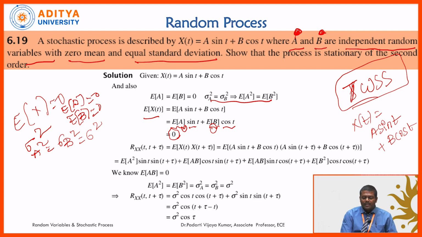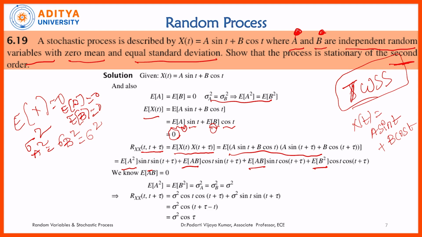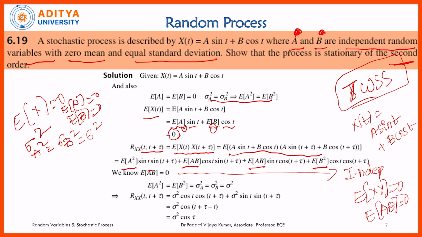Next, to verify the second order stationarity, we need to compute the autocorrelation function. The formula for the autocorrelation function is E of x of t into x of t plus tau. Applying the formula and multiplying the terms, we get E of A square, E of AB, E of AB, E of B square. Since A and B are independent random variables, E of AB is 0. That is also given in the problem itself. Next, by the variance formula, E of A square is equal to E of B square, which is equal to sigma A square, sigma B square, which is sigma square.